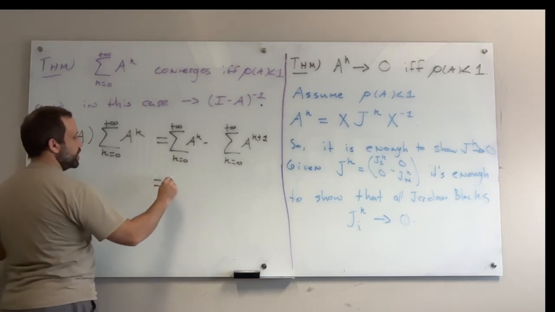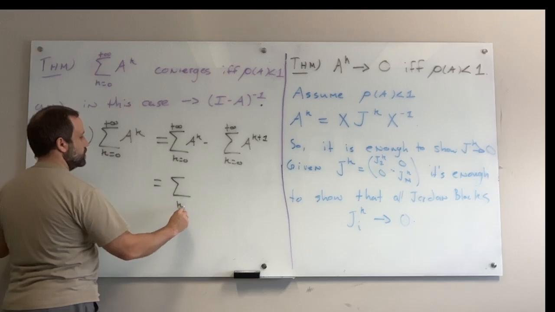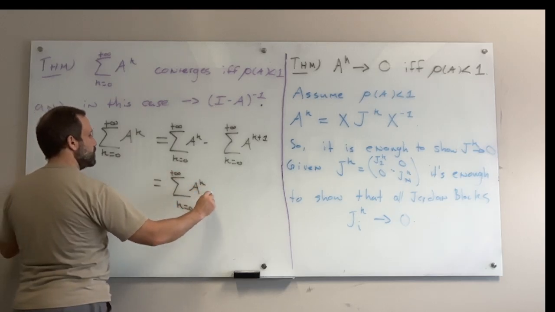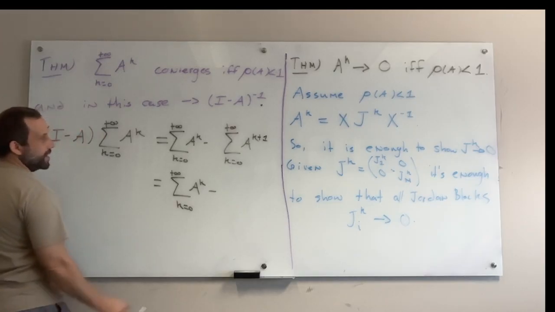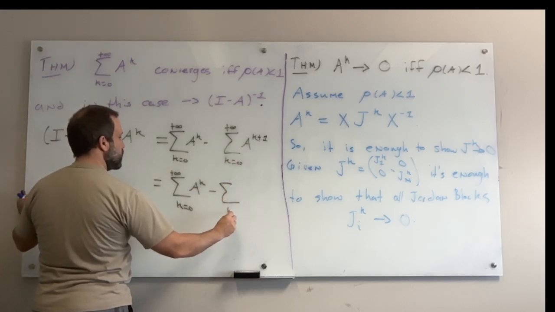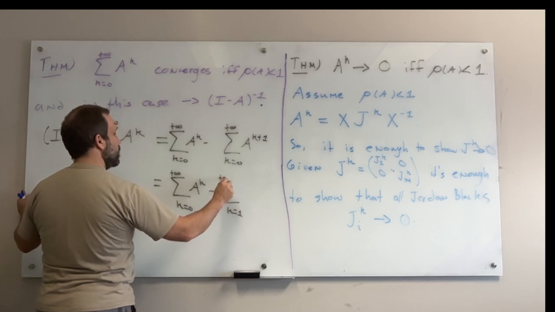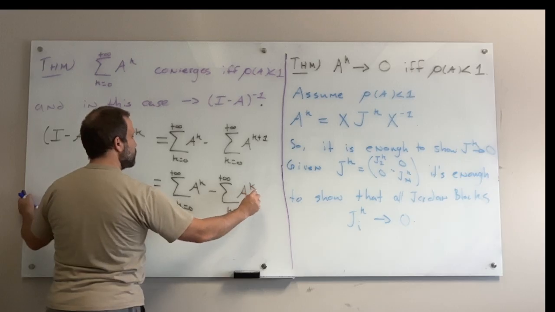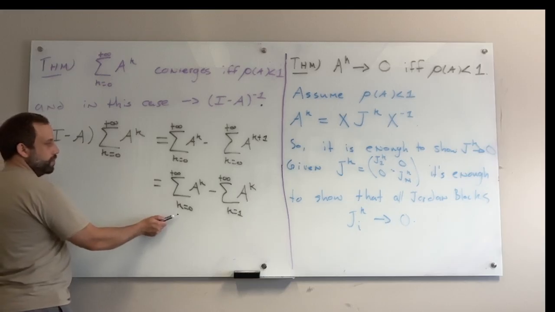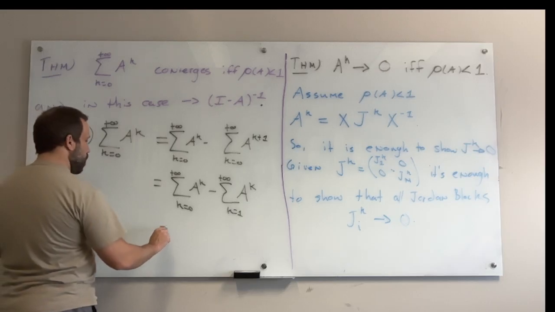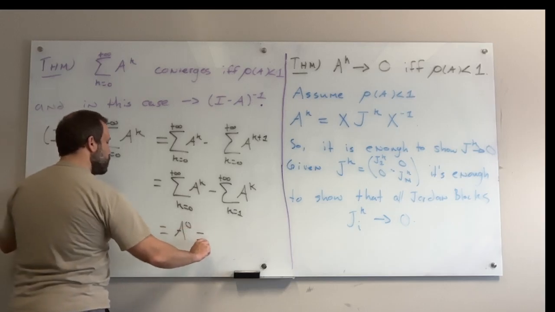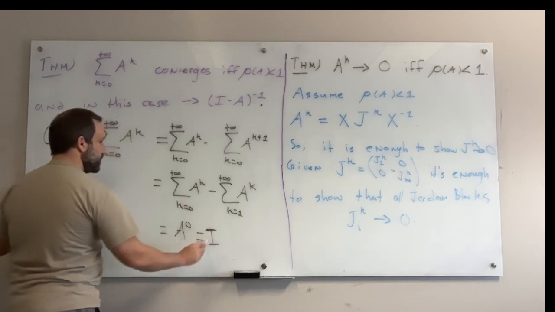But now notice what's going to happen. In this sum, when k is equal to 0, the term is A to the power of 1. So I can reindex things and write this as k equals 1 to infinity. What we have here is a telescoping series. This sum has a k equals 0 term, but this sum doesn't, but otherwise they're all equal. So all we're going to be left with is the k equals 0 term, which is A to the power of 0, which as you might expect just means the identity matrix.